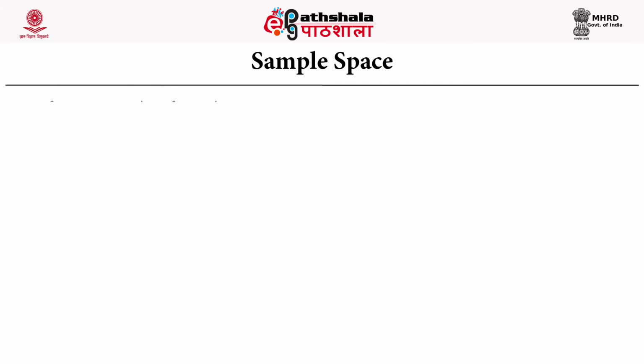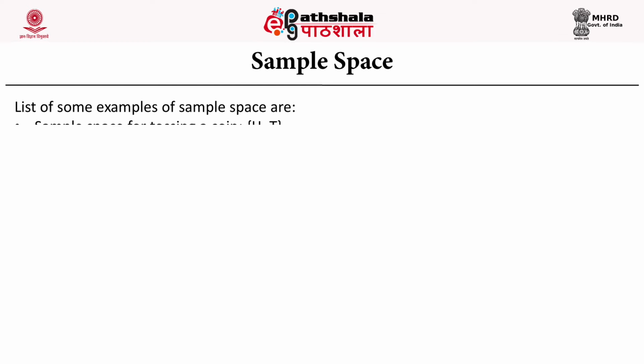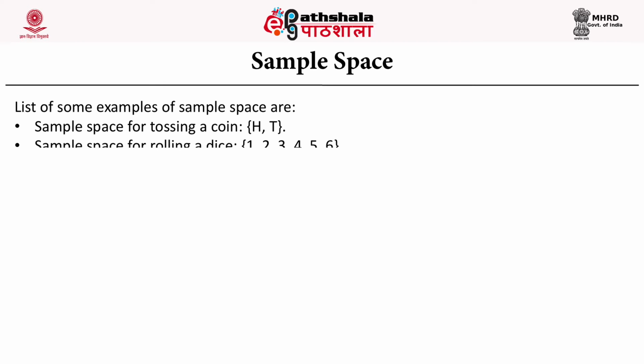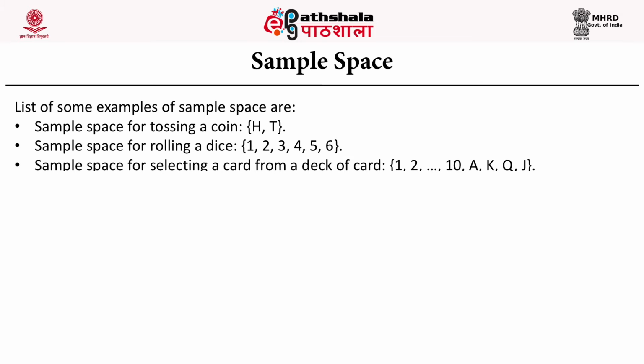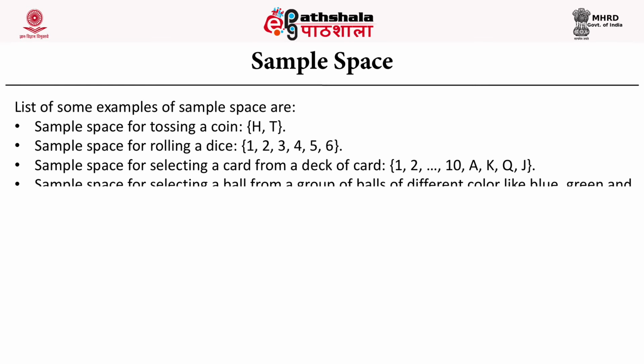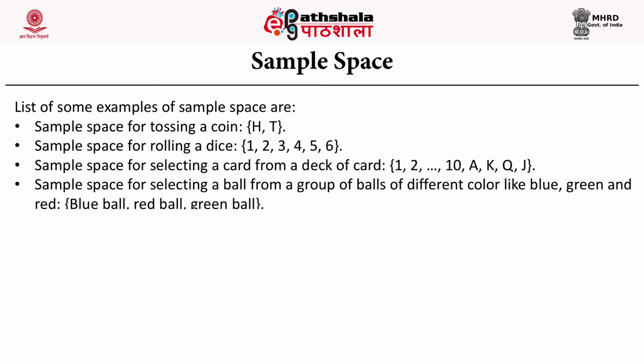Let us list some examples of sample spaces, starting with the sample space for tossing a coin. We know that a coin has two faces, either head or tail. So all the possible outcomes are head, tail. Sample space for rolling a dice: as we already discussed, a dice has 6 faces. So all the possible outcomes, if we combine them in a set, is called the sample space. So 1, 2, 3, 4, 5, 6 is the set. The sample space for selecting a card from a deck of cards is given here.